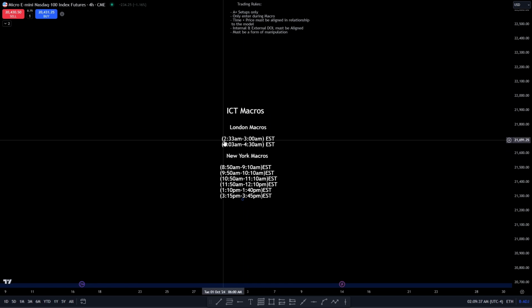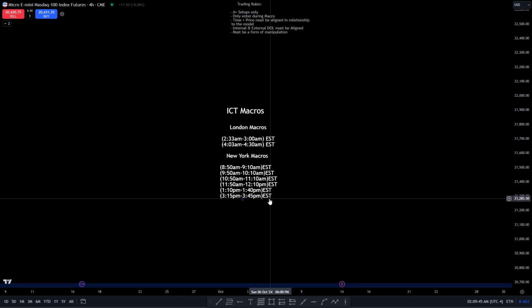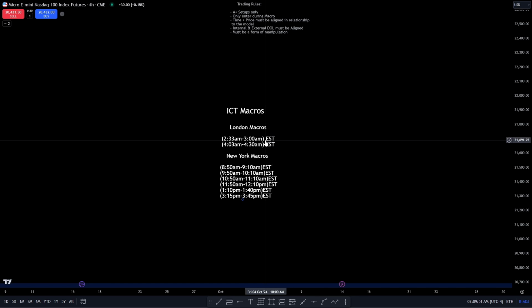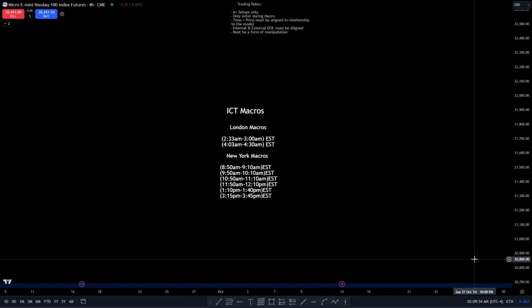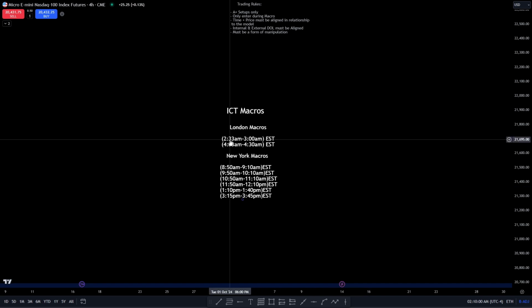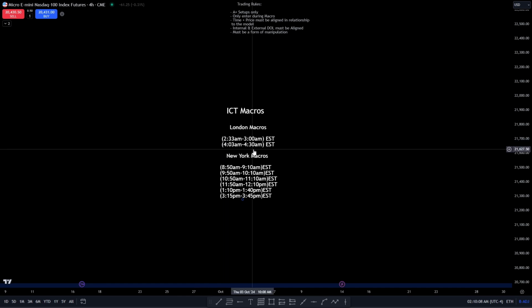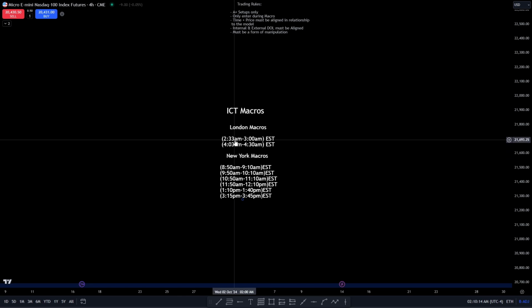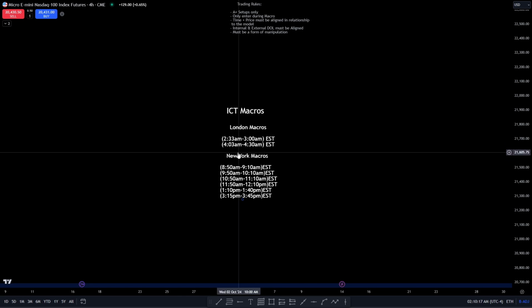We have our first macro here at 2:33 a.m. to 3 a.m. And this is all Eastern time. These times are all going to be Eastern time. That's how, if you're trading ICT, that's how it should be. Everything, your time down here, everything should be Eastern because that's what it correlates with. So that's the first macro after midnight in London session. The second London session macro is 4:03 a.m. to 4:30 a.m. Eastern. So these two London session macros are about 27 minutes.